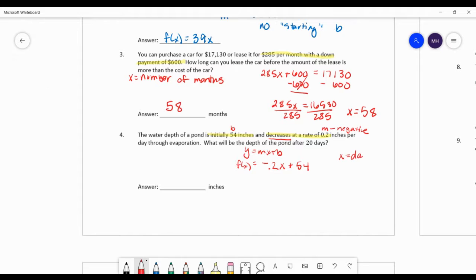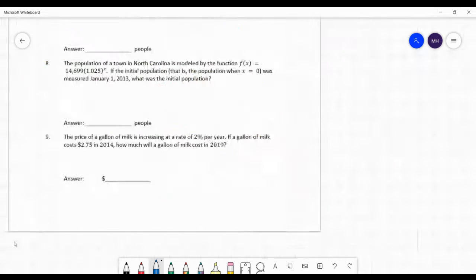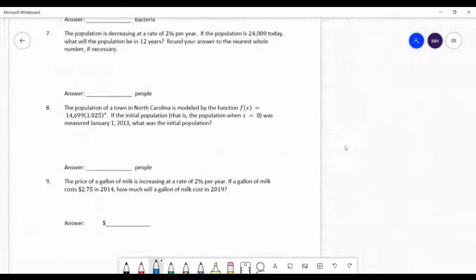X represents the number of days. So to figure out at 20 days, we're just going to take that 20 and plug it in. So I have negative 0.2 times 20 plus 54. And we get 50 inches here. So our answer is 50. All right, next problem.